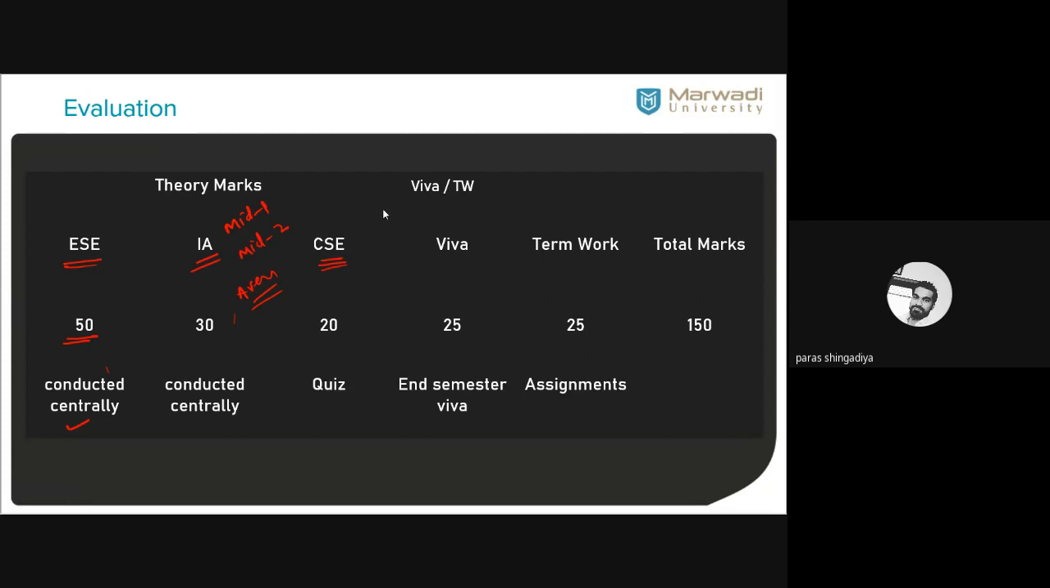It is known as a continuous evaluation during this semester. It will carry 20 marks, and for this CSE part, we'll consider the quiz. At the end of any unit, we'll organize a short quiz as an MCQ in Google Form, and 5 to 6 quizzes will be conducted during this semester.